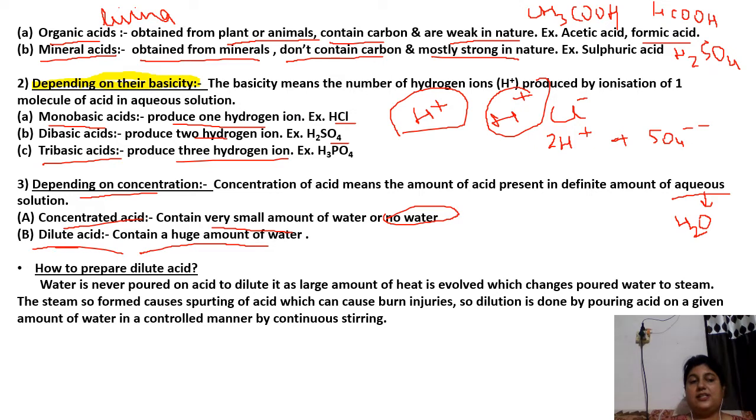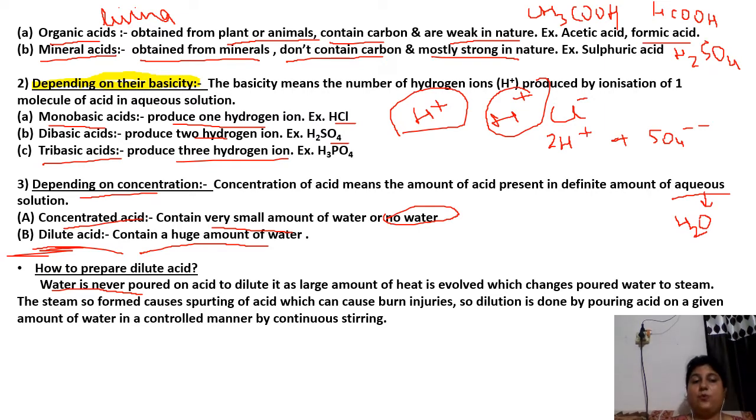The dilute acids are prepared by adding water with acid. अब एक बात ये आती है कि we have to mix acid and water to prepare the dilute acid. But how? Acid में water डालेंगे या water में acid डालेंगे? Water is never poured on acid. कभी भी acid में water नहीं डालते. We always pour acid in water.